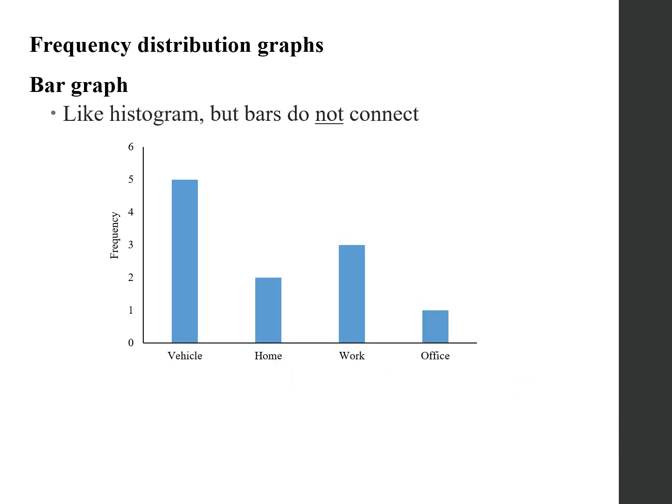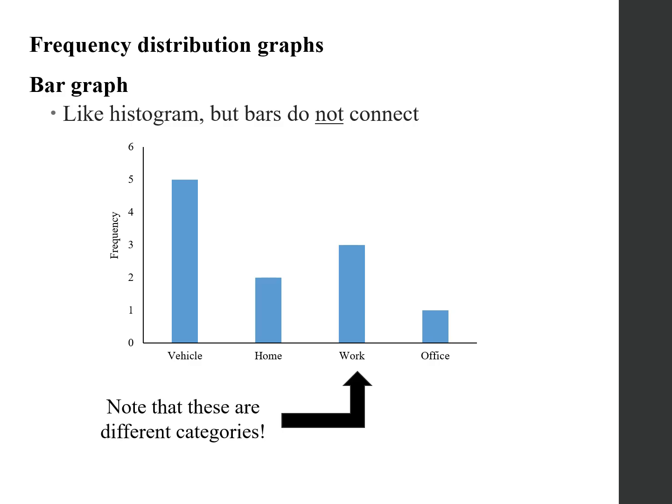Lastly, we can make a bar graph, which is plotted the same way as a histogram and frequency polygon, but the bars do not connect. And this is because we're plotting different categories. The previous example looked at stress scores and only stress scores, which is why the bars were connected. This graph is looking at different locations such as vehicle, home, work, and office, so they are separated.